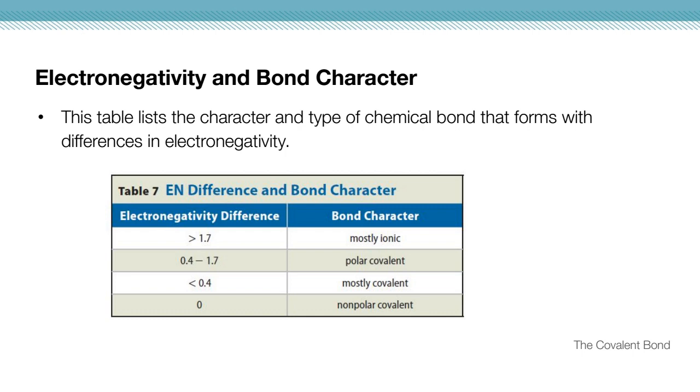If it's mostly covalent, meaning between polar and nonpolar, but definitely not ionic. And then a nonpolar covalent bond will have zero difference. And we'll talk about what polar and nonpolar covalent bonds are here in a second.